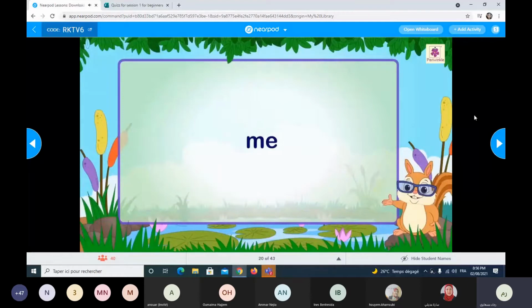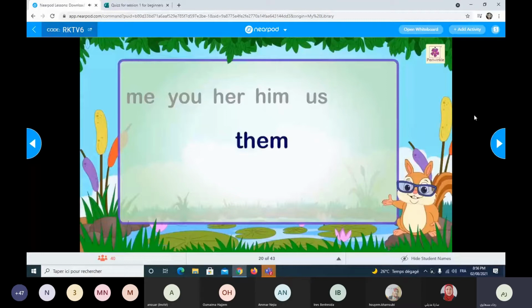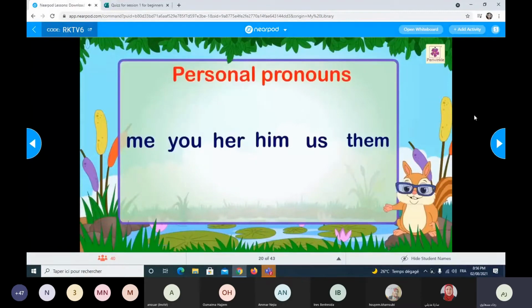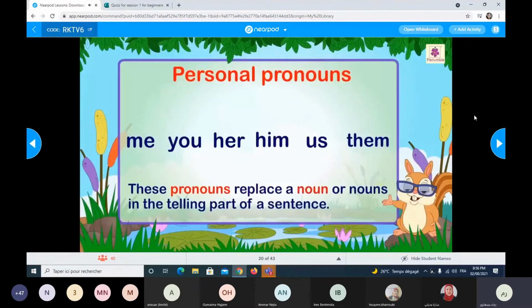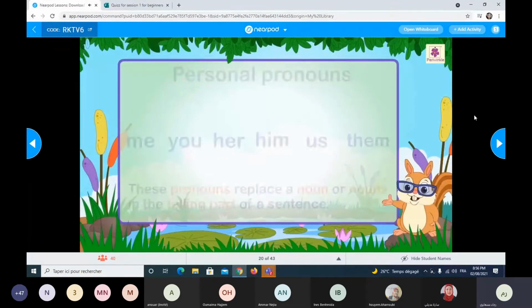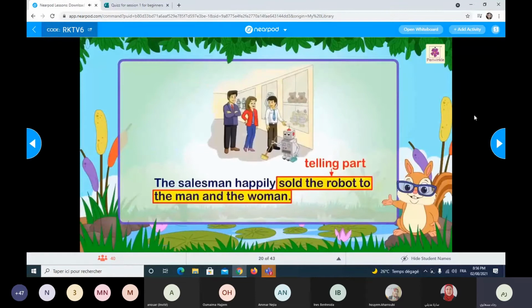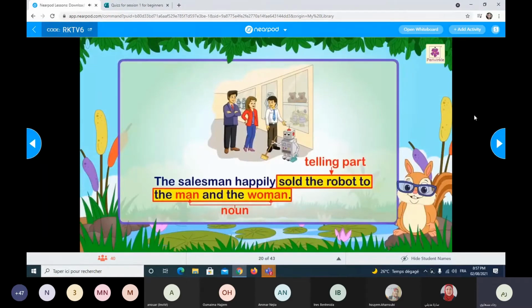The words me, you, her, him, us, and them are also personal pronouns. These pronouns replace a noun or nouns in the telling part of a sentence. For example, the salesman happily sold the robot to the man and the woman. The salesman happily sold the robot to them.